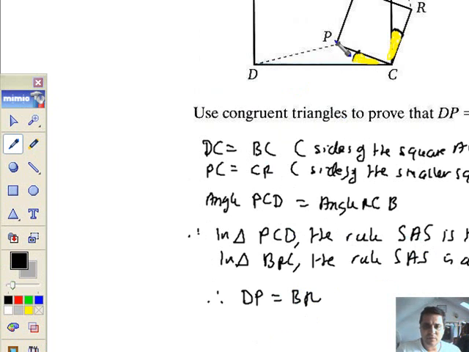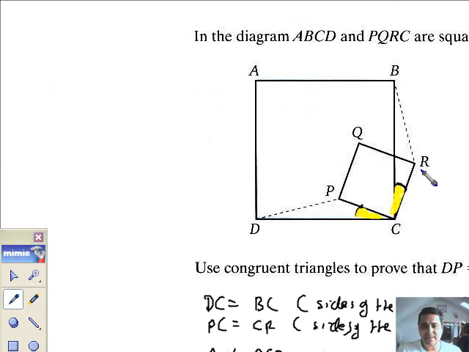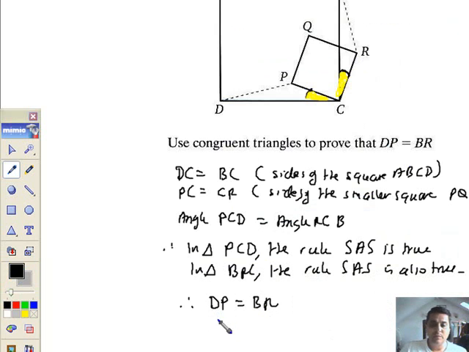So this side here, if I've got DC is the same as CR, and the yellow angle PCD is the same as angle BCR, and I've got the length CD equals BC, so I've got a corresponding length, a corresponding angle, and a corresponding larger length. Therefore the two triangles are congruent. Therefore the length DP must equal the length BR because they're part of the two congruent triangles.